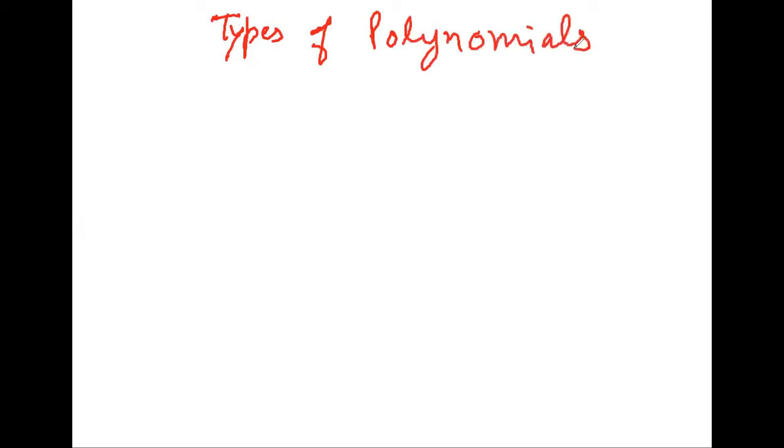So once again, write the types of polynomials. We can categorize the polynomials in one more way, just one more way. Is my voice clear? Yes, sir. Okay, so this is the last topic for today. We will learn one more categorization of polynomials.